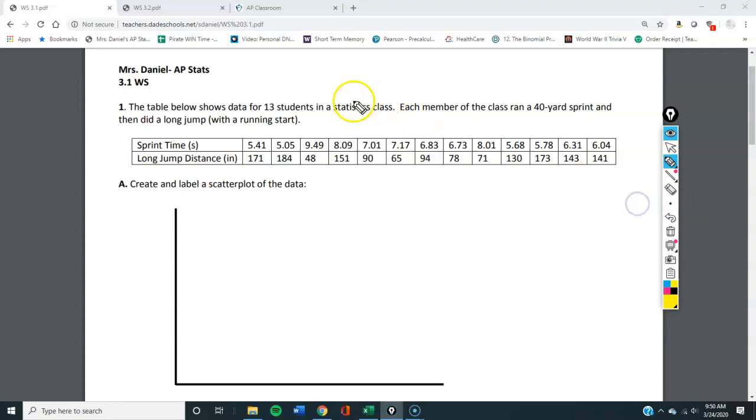Today we're going to be looking at doing a little bit of linear regression review. Honestly, if I were you guys, it wouldn't hurt to pause the video, try the problem, and then see how I do it.